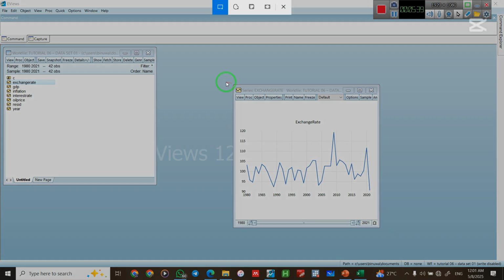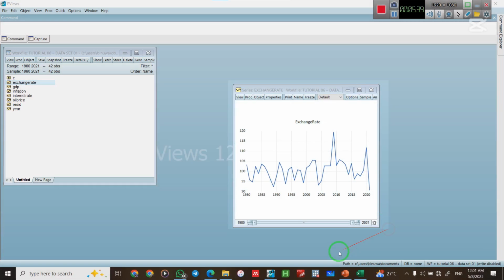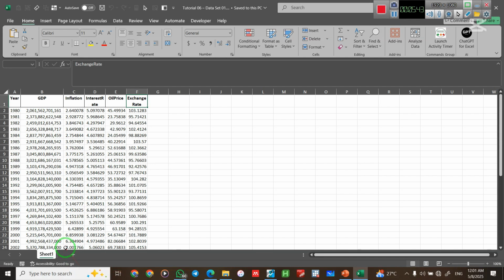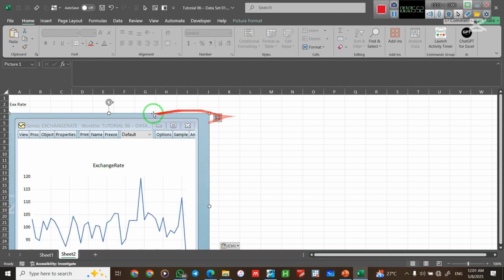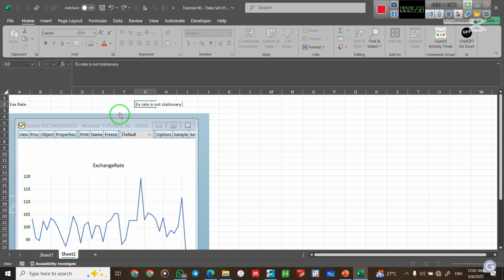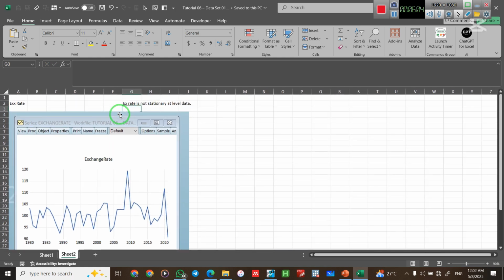So I will take a screenshot of this and go to my Excel and then create another sheet. Then my variable is the exchange rate, and I can type here: exchange rate is not stationary at level data. So this is for your record. You can type and save your workings, like screenshots like this, so you can easily understand what you have done previously.